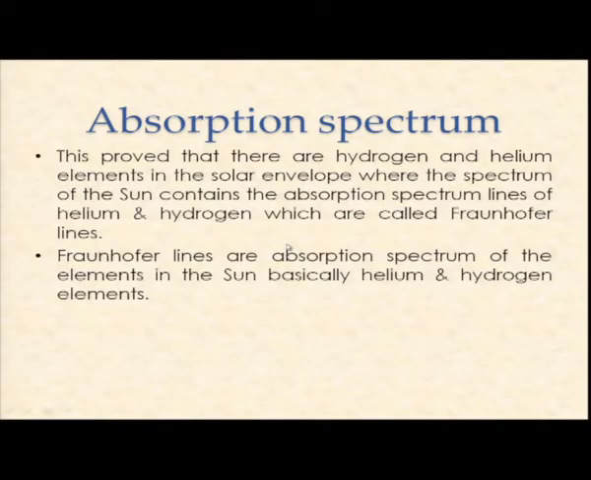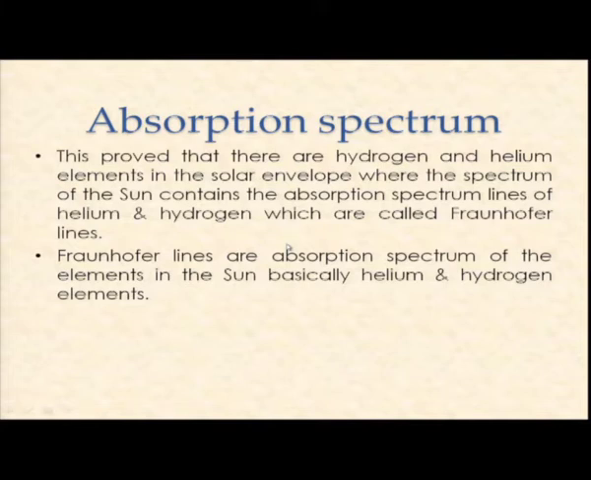This proves that there are hydrogen and helium elements in the solar envelope, where the spectrum of the sun contains the absorption spectrum lines of helium and hydrogen, which are called Fraunhofer lines. Fraunhofer lines are a vital invention in the field of optics and spectroscopy, which is used by astronomers to reveal the elements present in the sun. Fraunhofer lines are absorption spectrum of the elements in the sun. Basically, those elements are helium and hydrogen.